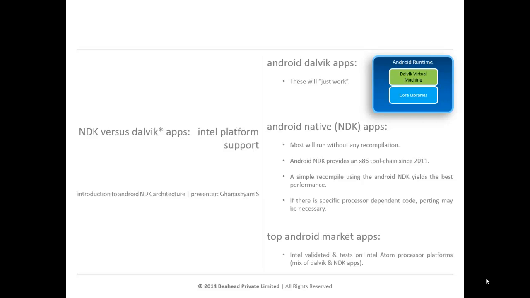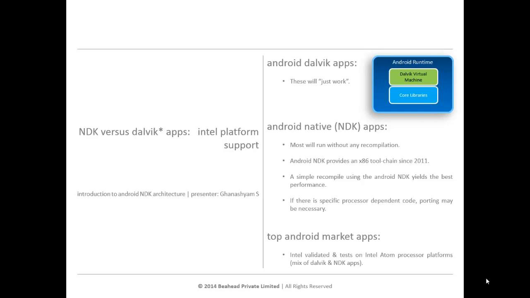Whereas in the case of NDK apps, many NDK apps which are targeted towards non-Intel architectures run on Intel platform without any recompilation. However, the performance improvement is not guaranteed. You might see a lag in the application. Intel has started providing NDK support, or NDK toolchain, since 2011. So the best option is to compile the non-Intel NDK app using the x86 toolchain to make it work with Intel architecture.